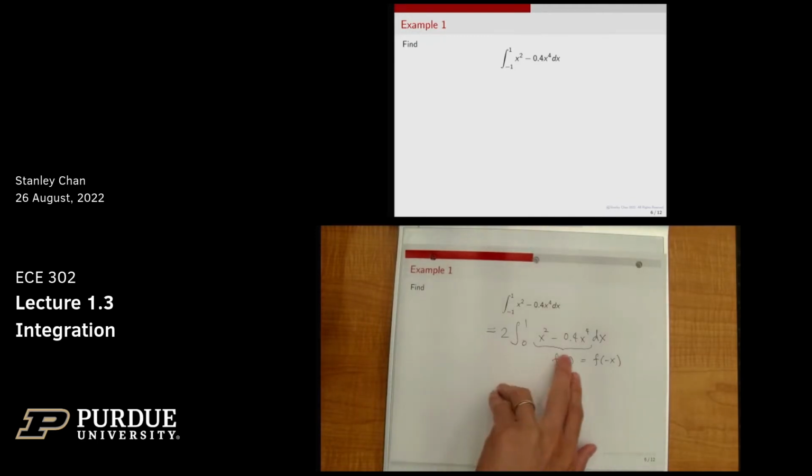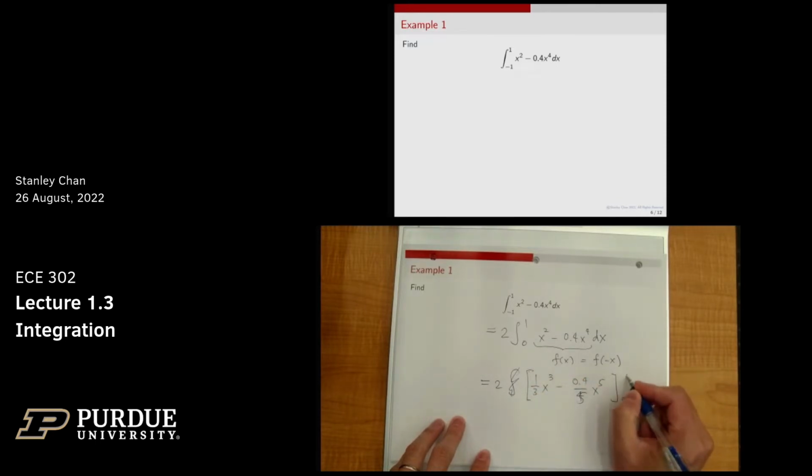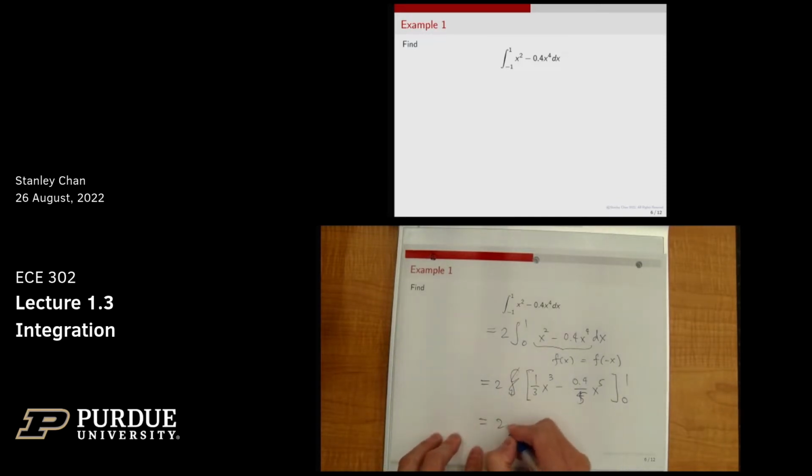So I know I just need to calculate this. Now the rest is just simple calculus. You have 1 over 3 of x cubed minus 0.4 divided by 5, x to the power 5, and then you integrate from 0 to 1. Plug the numbers in, and you get 2 times (1 over 3 minus 0.4 divided by 5). And then you do the calculation. I don't think I need to go through that step, but you see the point.